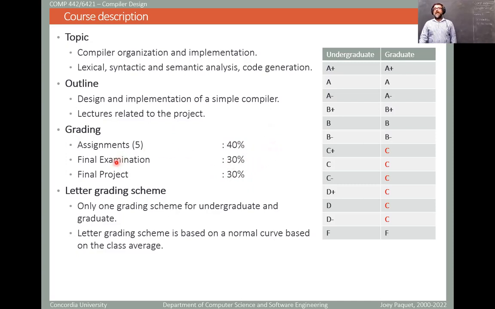And then finally, at the end of the course, you will have a final examination, which will test you upon your knowledge of the material as presented in class. Okay. So this course is about the practical implementation of the compiler, but it's also showing you what is the theory behind it. That's what actually is tested in the final examination.